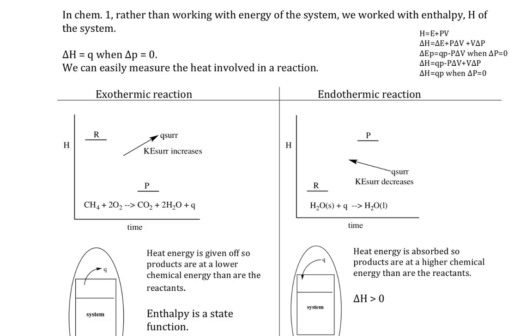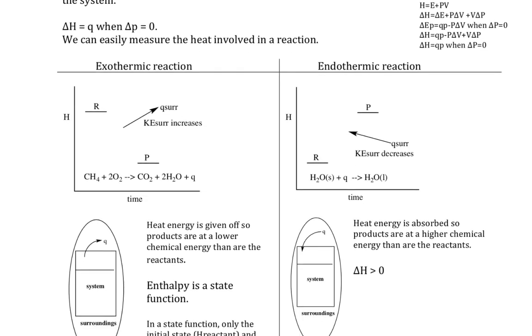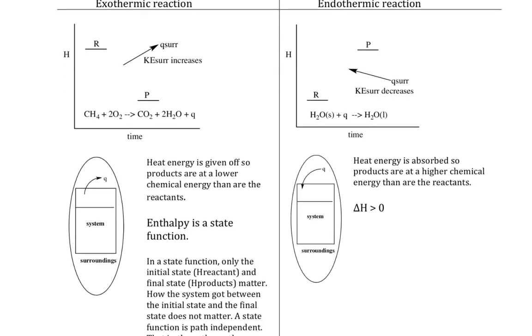We like working with enthalpy change instead of energy change because it gets us around the work term, which is sometimes difficult to work with. We only are working with the heat term, which is fairly easy to measure in a calorimetry type experiment. You probably did one of those kind of experiments in Chem 1.